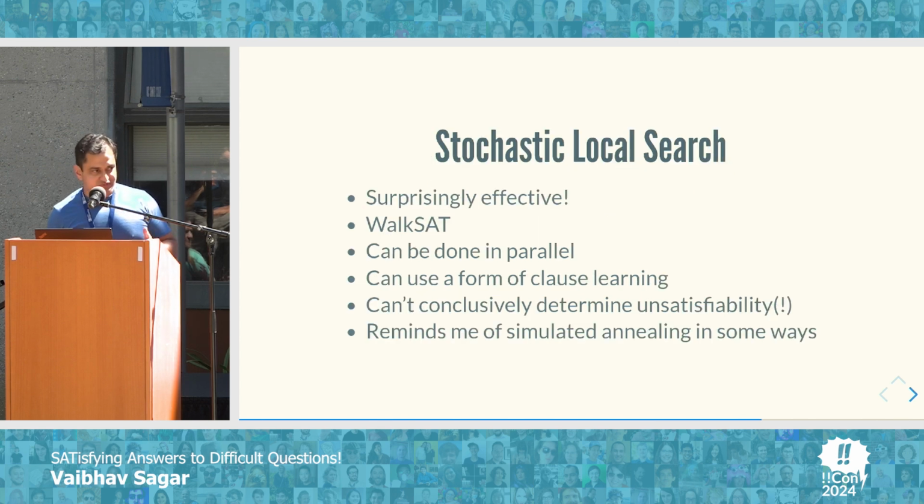So this is a form of stochastic local search, and it's surprisingly effective. The algorithm I just described is called WalkSAT, and this can be done in parallel, which is great, which means you can use GPUs to do it. And it can use a form of clause learning, but unfortunately, because of its random nature, if it fails, it can't ever prove that something is not satisfiable. Because if it fails, it could just be because it ran out of time. And the family of stochastic search methods is broadly similar in many ways to this, and simulated annealing is another technique that this reminds me of.